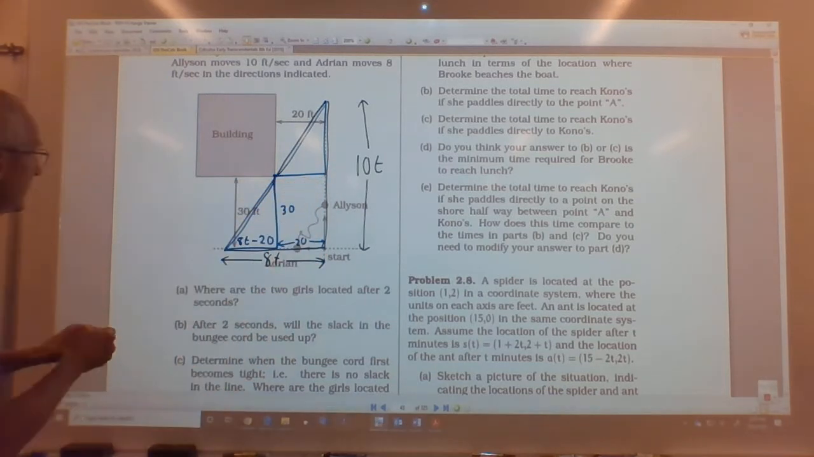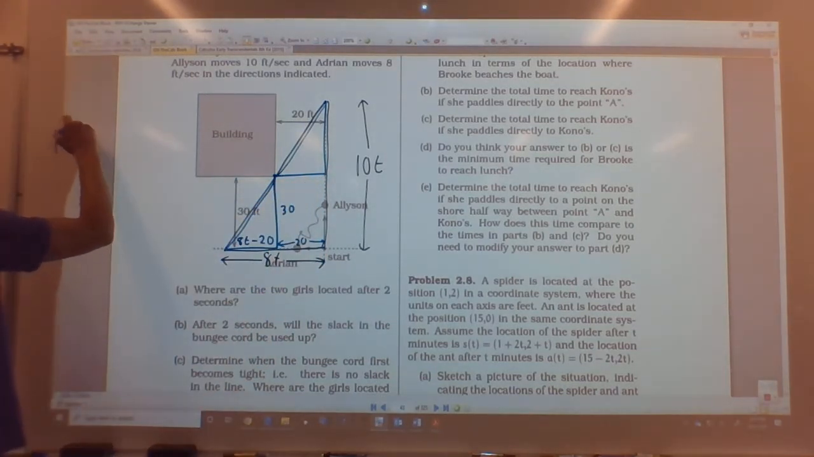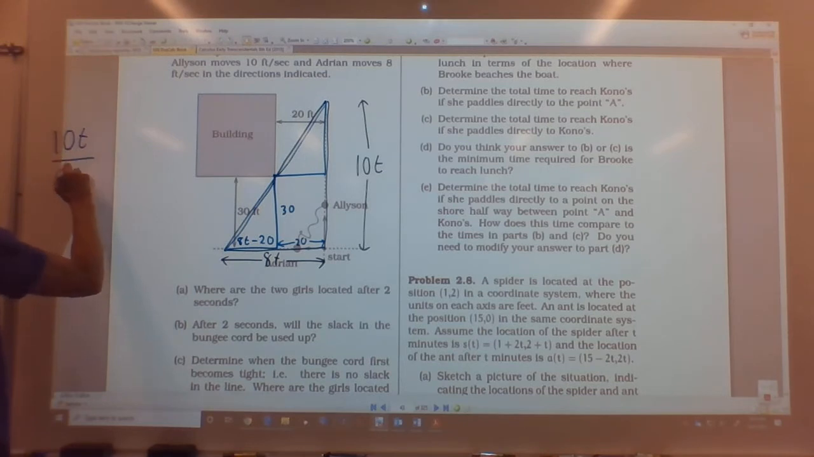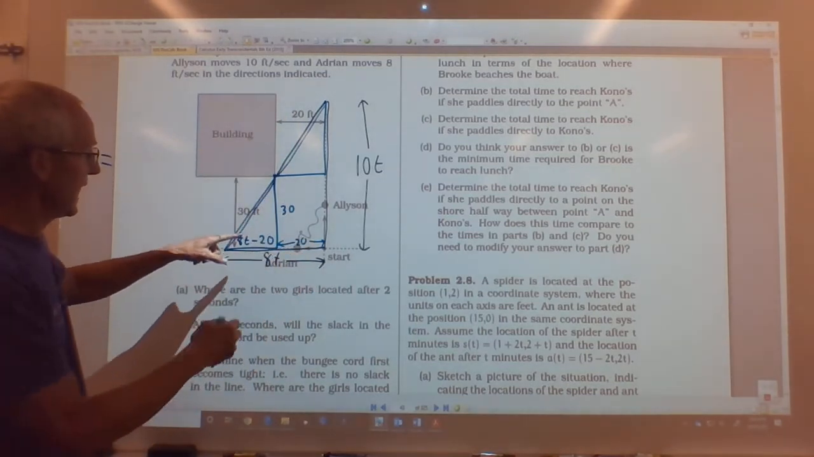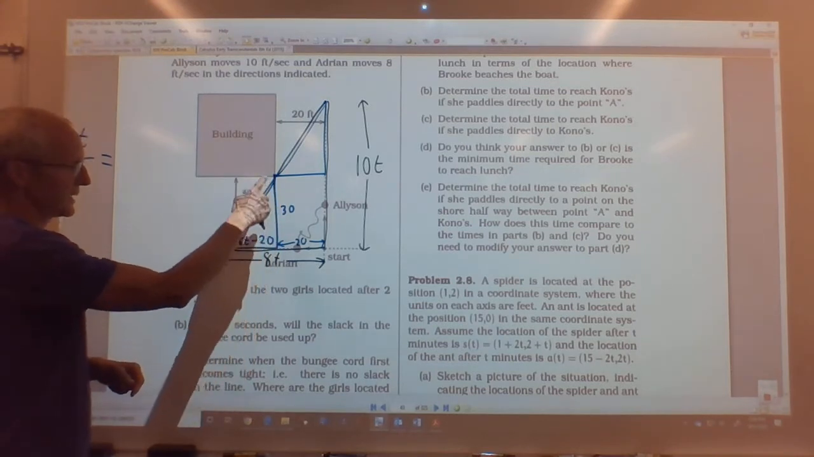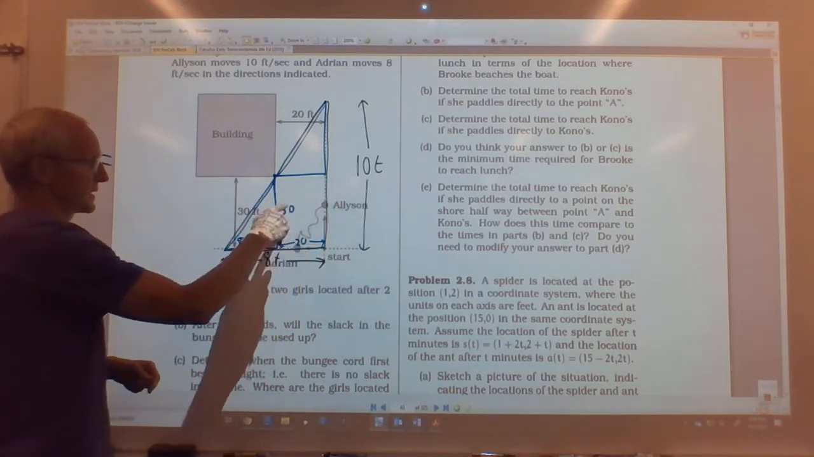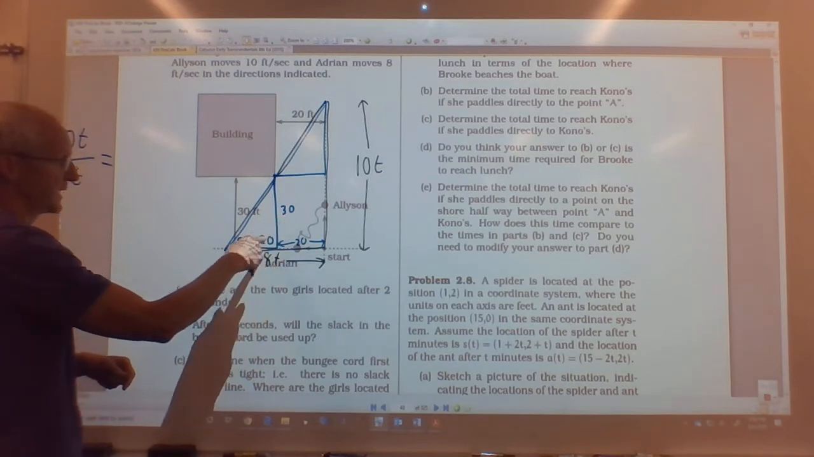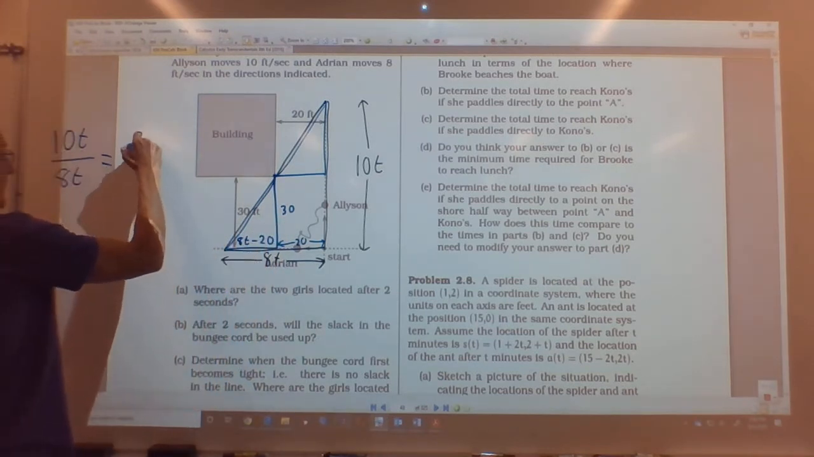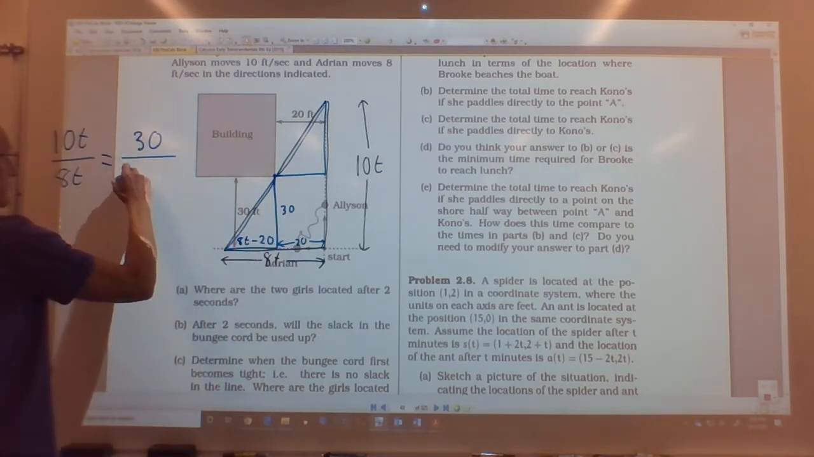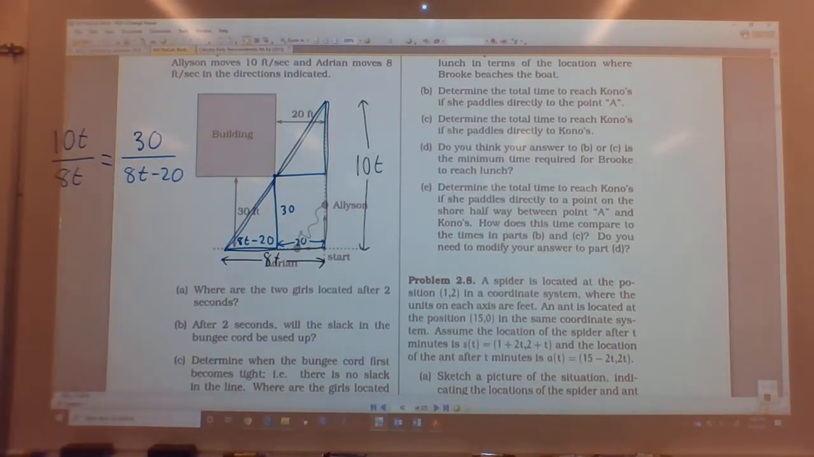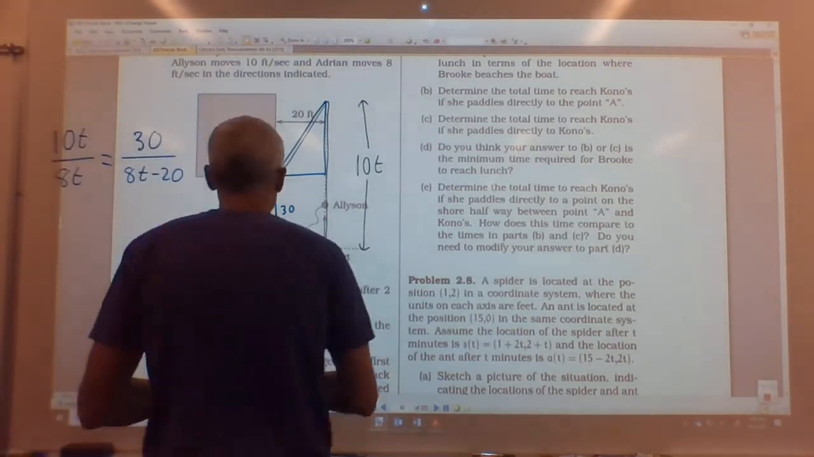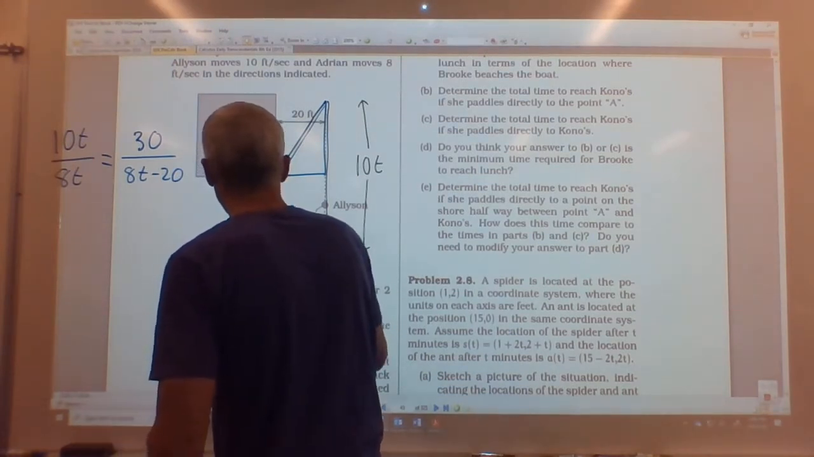10t is to 8t. So long side is to this side, as 30, the up and down one, we have to keep the same, is to 8t minus 20. Now we just solve for t. What t makes that true?